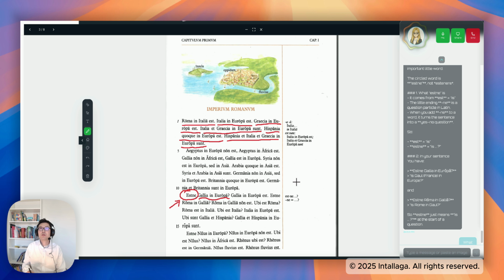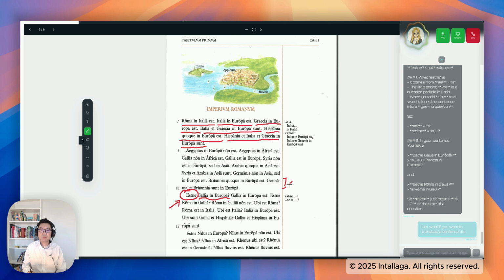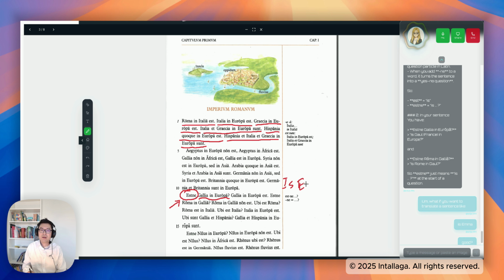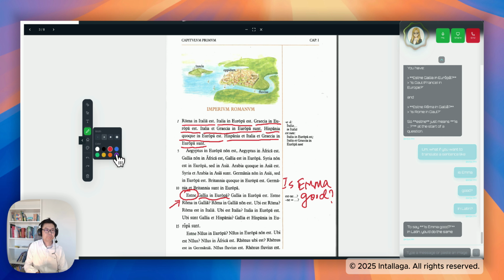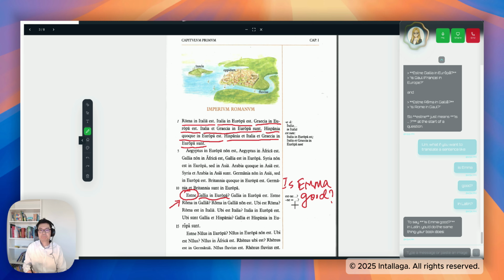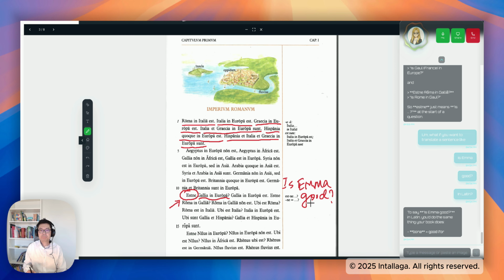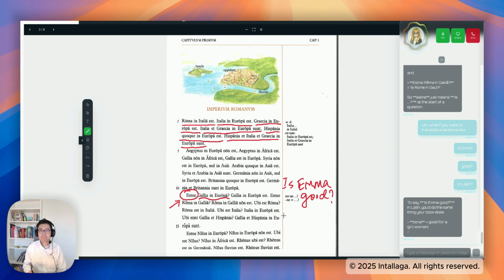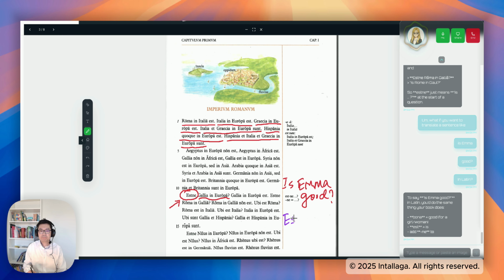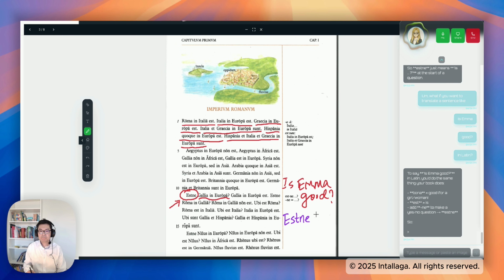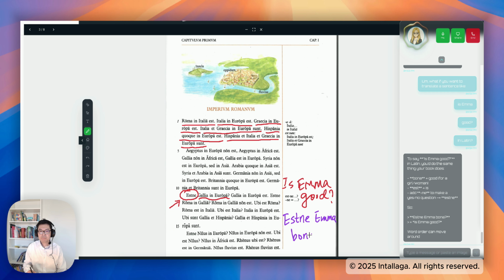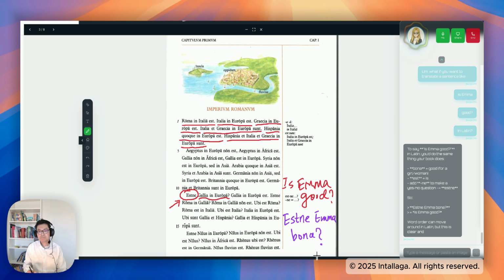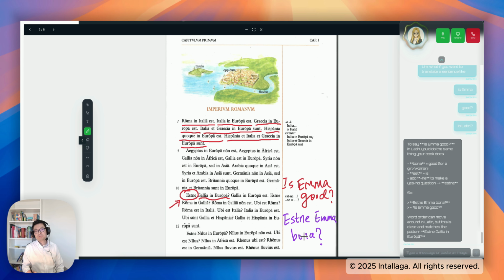What if you want to translate a sentence like, is Emma good, in Latin? You do the same thing your book does. Bona equals good for a girl or woman. Est equals is. Add ne to make a yes-no question. So, estne Emma bona? Is Emma good? Word order can move around in Latin, but this is clear and matches the pattern estne Gallia in Europa from your book.